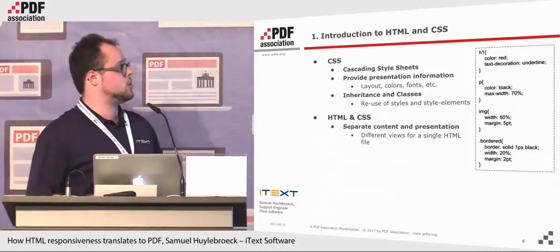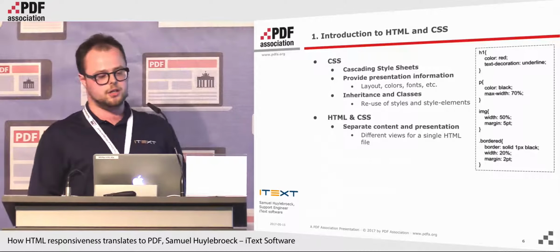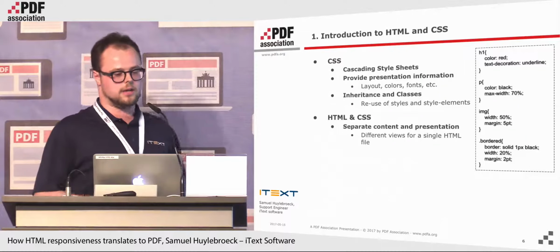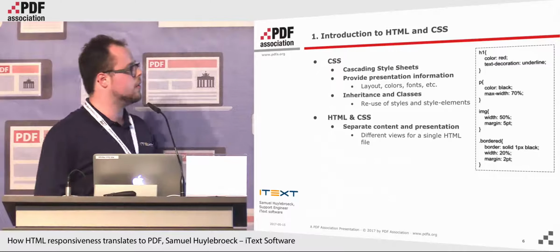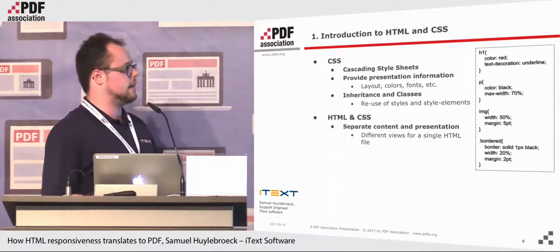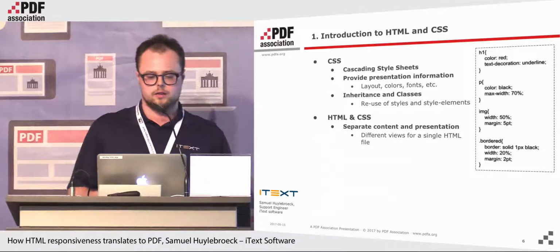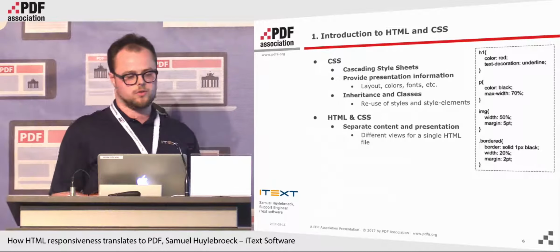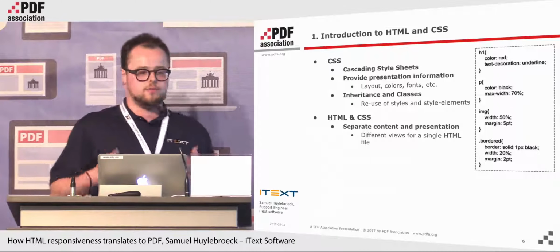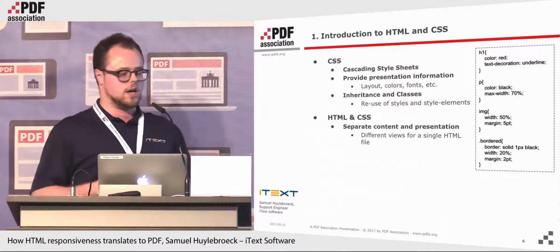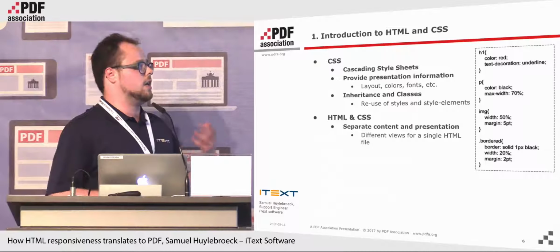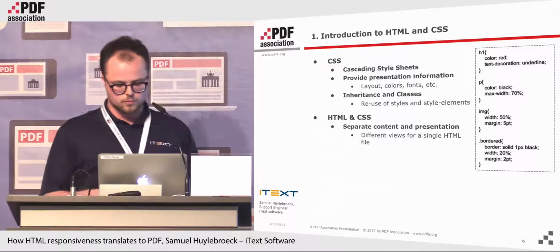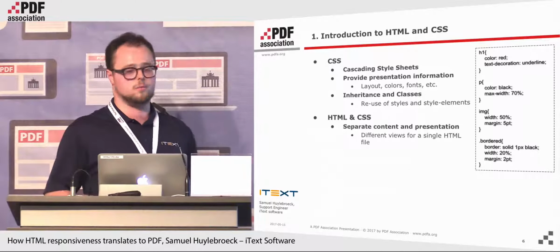The accompanying technology, CSS, or cascading style sheets, are used to provide presentation information like layout, like fonts, like colors to the content. They use a system of style inheritance and classes to allow you to reuse styles and style elements. HTML and CSS together allow you to separate content from presentation, so you can have different views for the same content. You can see a short example of some CSS classes to the right. Good. This was a very quick refresher.